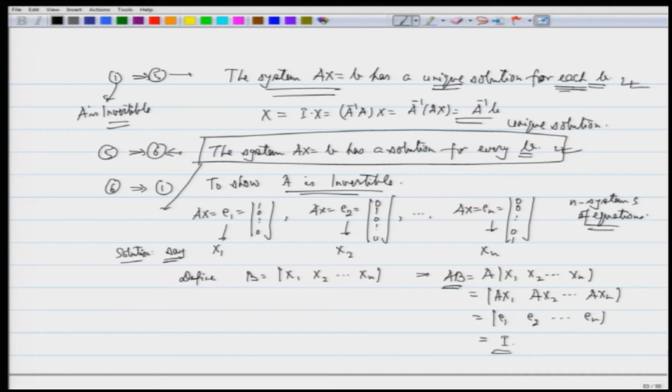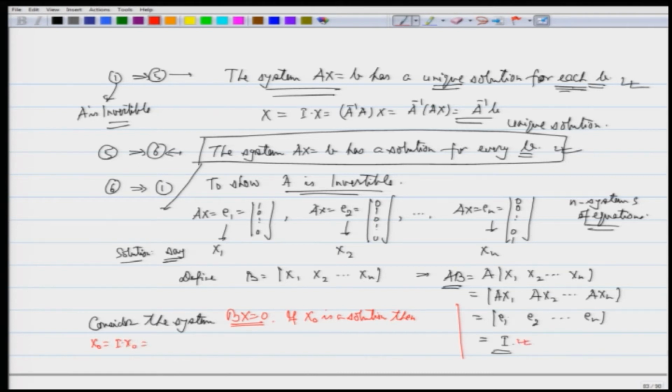Fine. Now, from here I would like you to see that A is invertible. So, how do I go about it? Consider the system Bx is equal to 0. I am not looking at the system Ax is equal to 0. That is important. I am looking at the system Bx is equal to 0. Fine. So, here what you see is that if x naught is a solution, then x naught is the same as I times x naught.